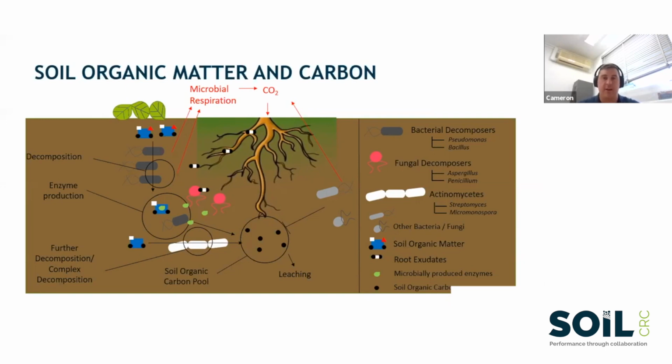However, for the plants, this is really good because then they take in that carbon dioxide and they release it as root exudates, and we start the cycle all over again. So this is known as carbon turnover. It's the forever moving parts of carbon in soil.